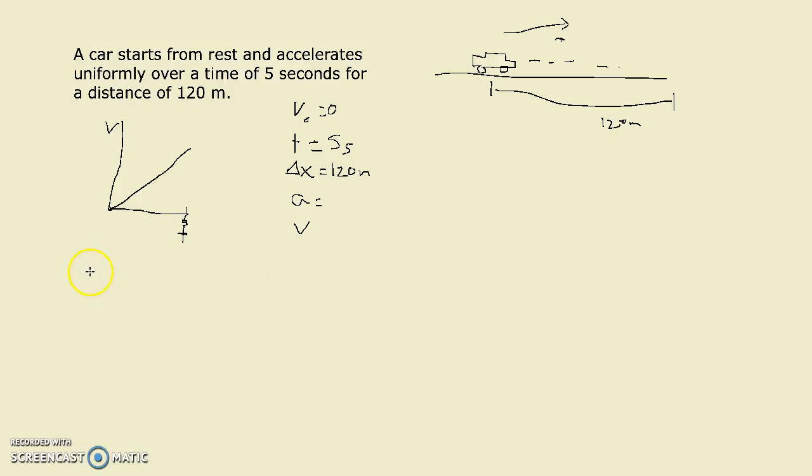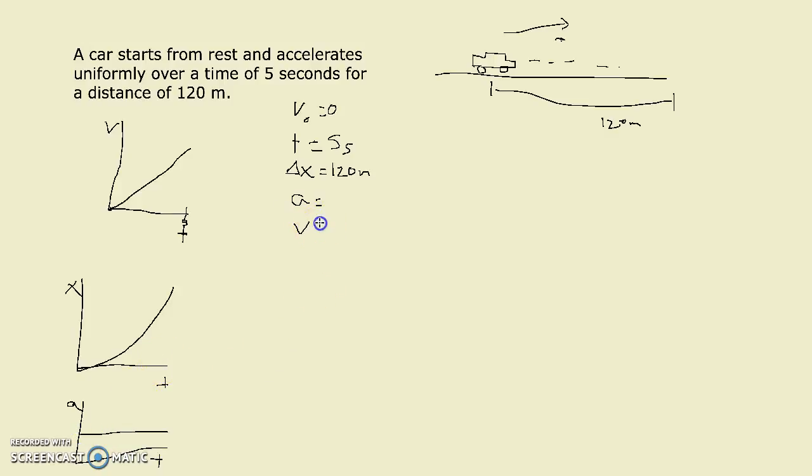Also, while we're doing these, I want to encourage you to also be constructing graphs for position and acceleration. Here we're starting from rest, so the position graph is going to start kind of flat and get steeper, so it looks something like this. We have a constant acceleration, so acceleration looks something like this.